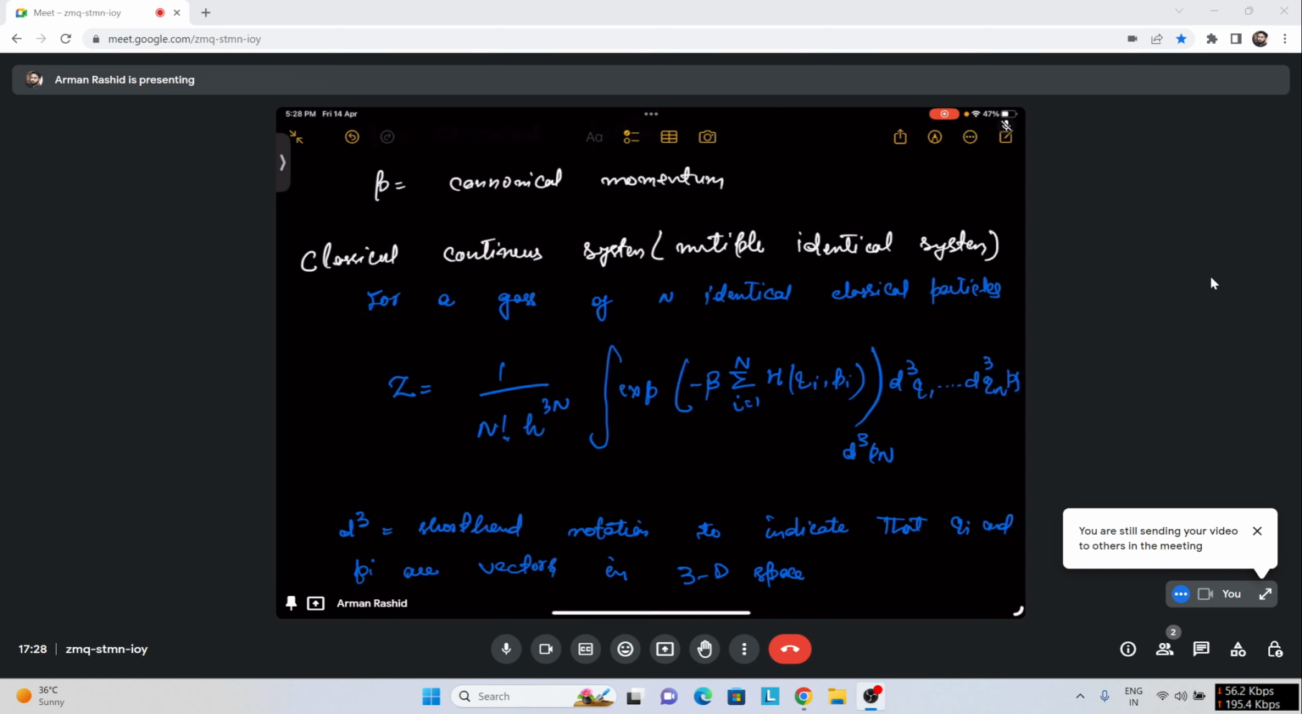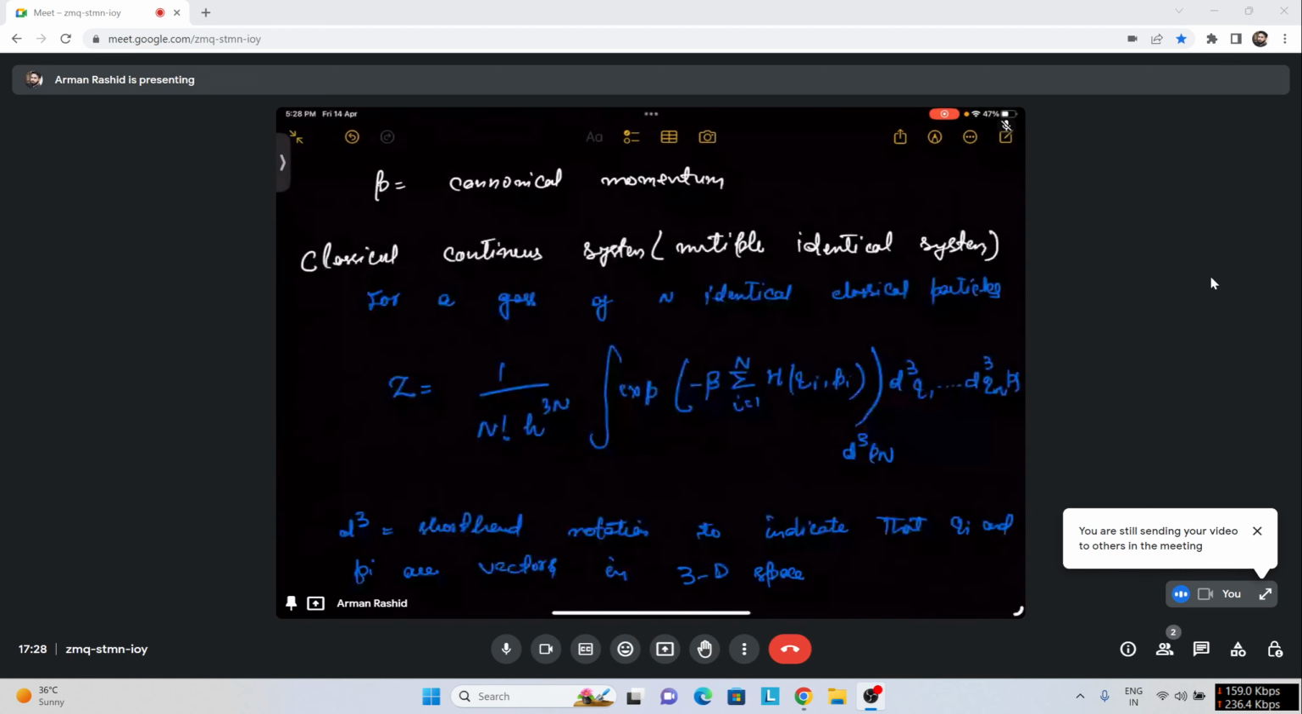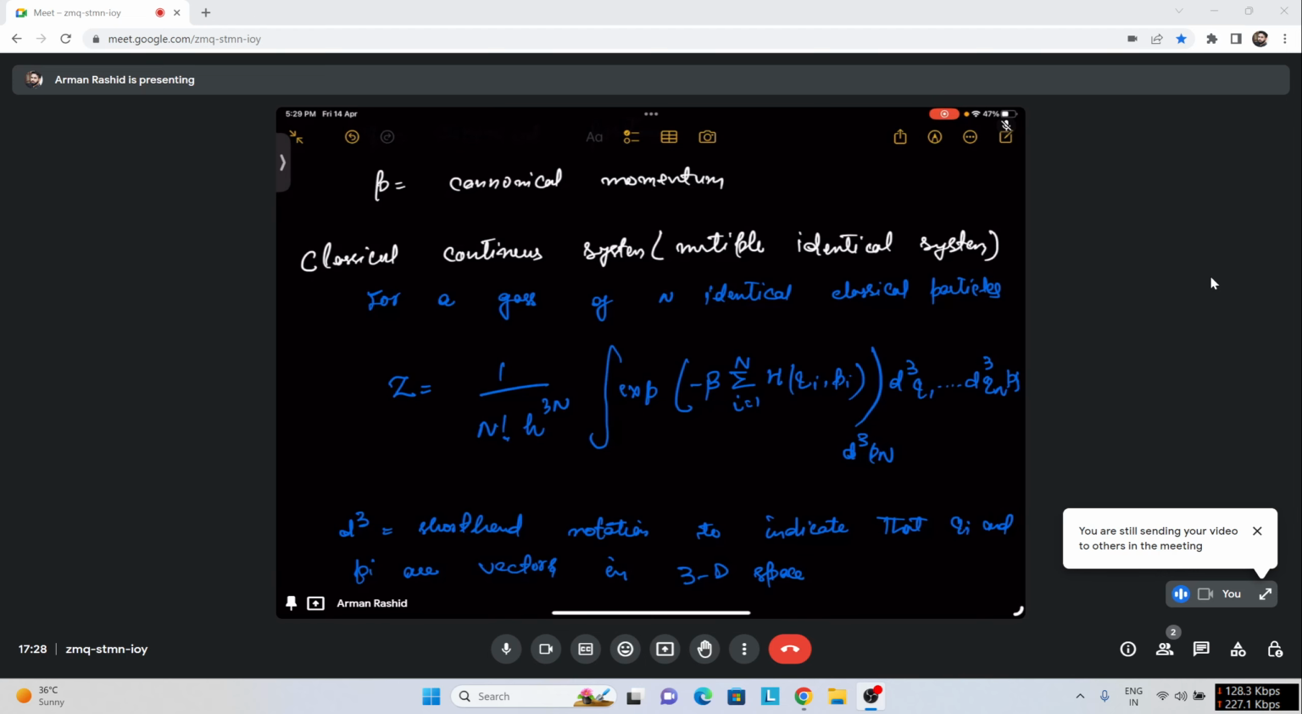Now here we have introduced different things that we have shown here. For example, this n factorial, I will show you why it is taken here, and then we have an extra constant factor introduced in the denominator, that is h raised to power 3n. It is because, unlike the discrete form, the continuous form I have shown here is not dimensionless. So in order to make it dimensionless, we have to divide it by h raised to power 3n.